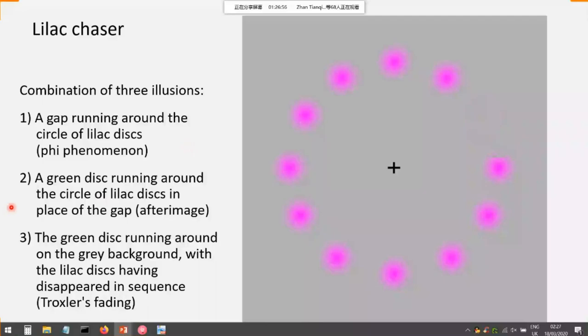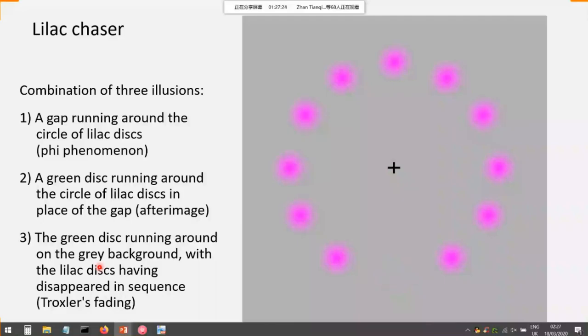The second, a green disc running around a circle of lilac discs in place of the gap. This is the after image. And the third, the green disc running around on the gray background with the lilac discs having disappeared in sequence. So this is Troxler's fading. You can try that. So fixate the cross in the center. Just look at that point.